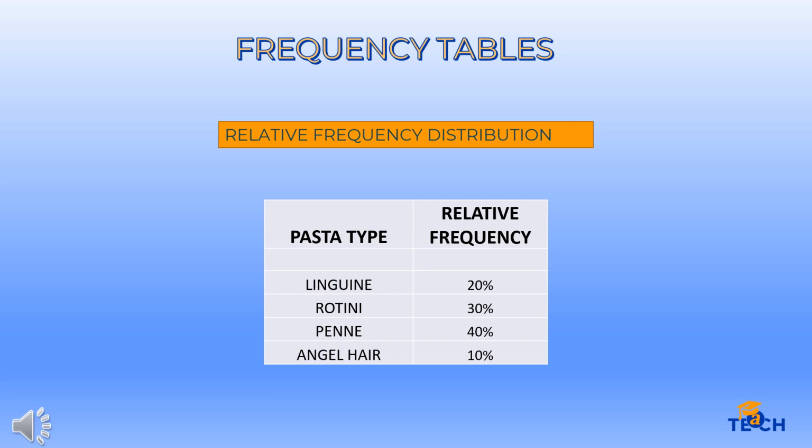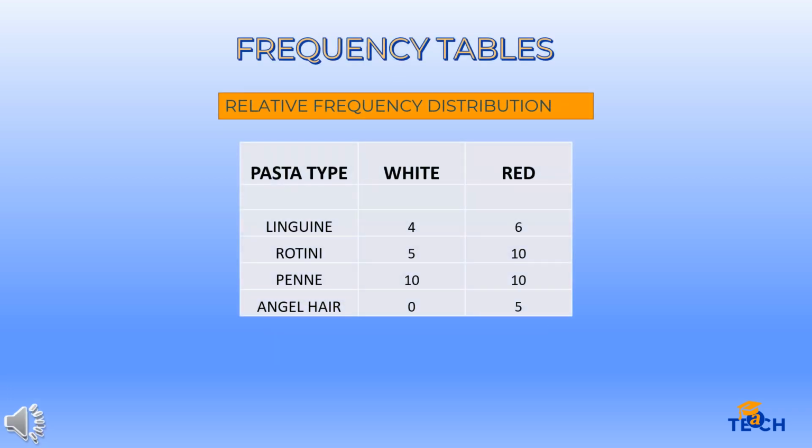We can also add more than one variable to our frequency table. We could ask people to rate their favorite pasta sauce and make a combined frequency table, or a contingency table, of both pasta and sauce preference. If I were planning a party and needed to pick some pasta for the group, my best bets would be rotini with red sauce and penne with red or white sauce.